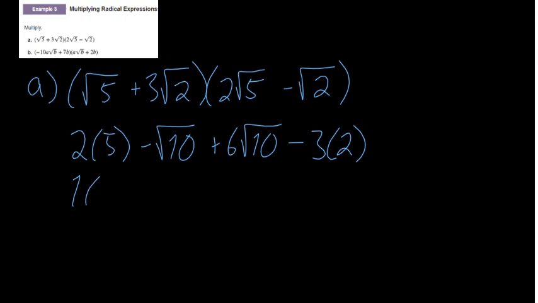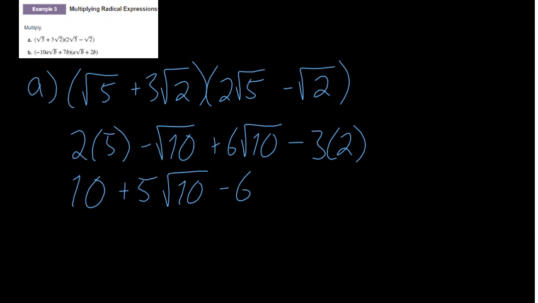And it looks like we can combine those like terms. This is what we did the other day. Essentially, it's a negative 1 on the square root of 10 plus 6 on the square root of 10. So we have like radicals, so we can just combine those. So that'll be a plus 5 on the square root of 10, and then minus 6.